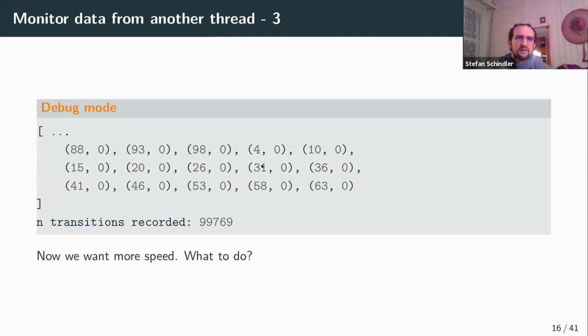We get 88, and then we have observed it once, and then we get 93. We have observed it once, and 98. So observed it just once, so this zero is how many repetitions we have. And we wanted to have, I think it was 100,000 samples, and we only recorded 99,000 transitions. So this is like all over the place. But now we think, yeah, maybe it's just too slow, right? Maybe it misses it because it's debug mode, and debug mode is slow. So let's put it in release mode.